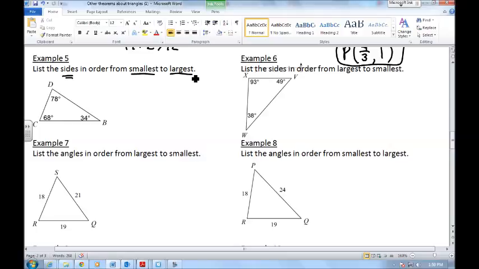Okay, so we're asked for sides, but we're given angles, right? So remember this theorem, I did it with my arms. If I start, we're going to start with the smallest. If I have a small angle, what happens to my fingertips? They're going to be close and small, right? So our smallest angle is 34.